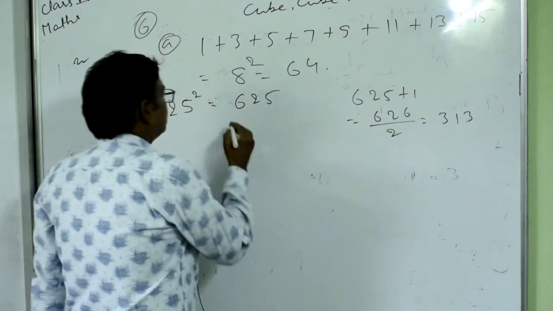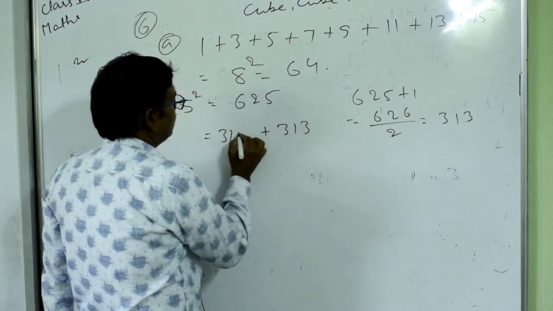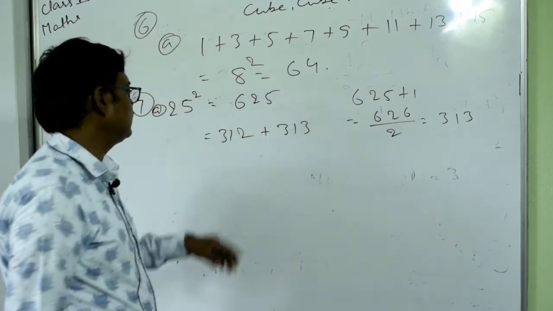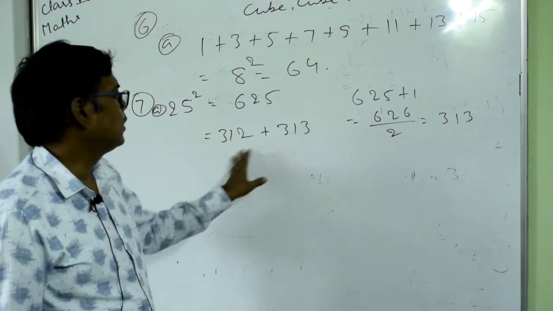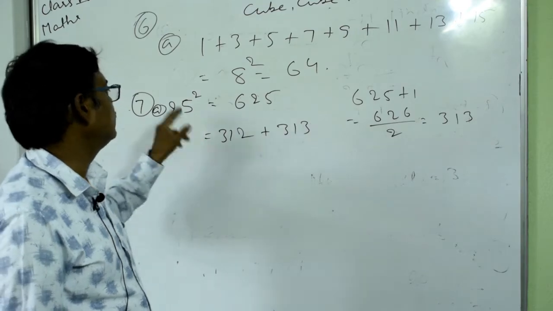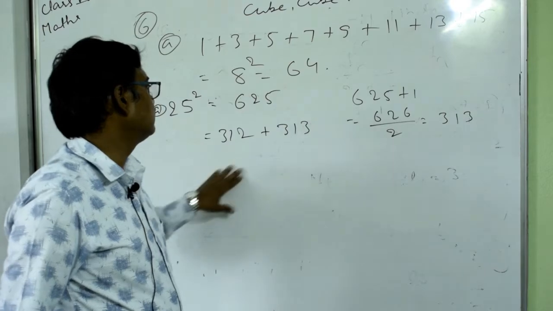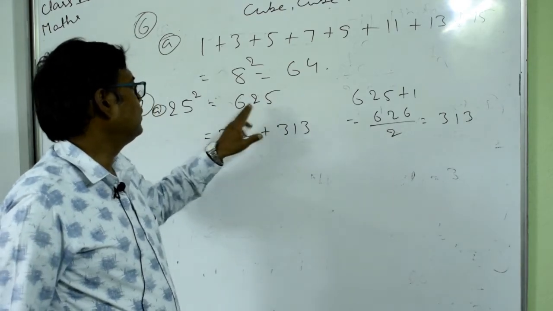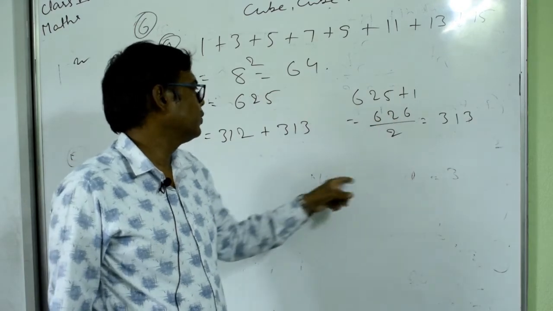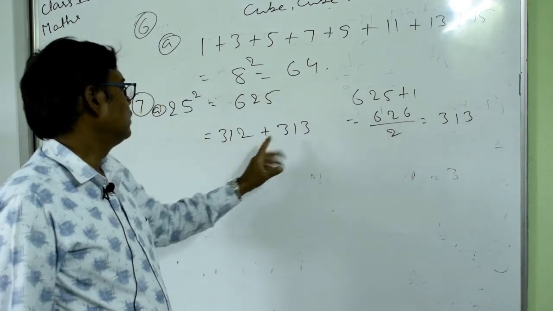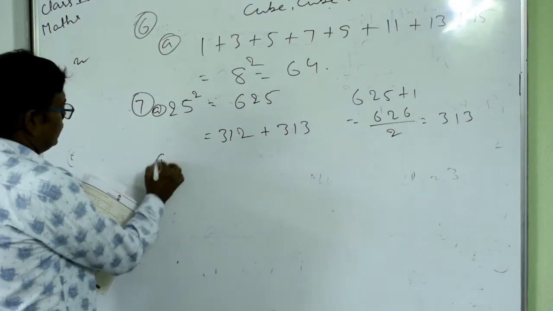You will get 313 here. So you can write this as 313, and the other number will be 312. Now here see that these two are the consecutive numbers, 312 and then 313. So the sum of this will be equal to this. This is the simple method of finding these numbers. Just find this square and then just increase this by 1. You will get this and then divide this by 2. So you will get this number, and before this number you will have this number here.